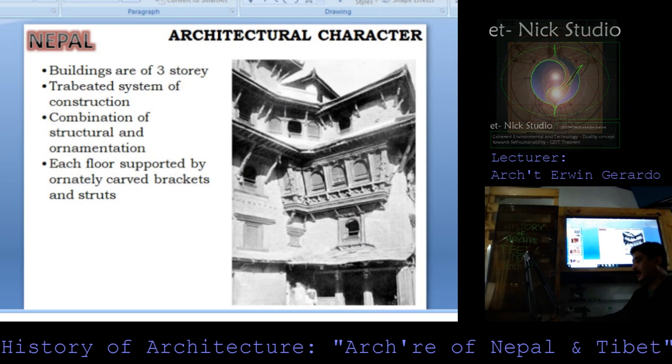Nepal, its architectural character. Buildings are of a three-story trabeated system of construction, a combination of structural and ornamentation, each floor supported by ornately carved brackets and struts.